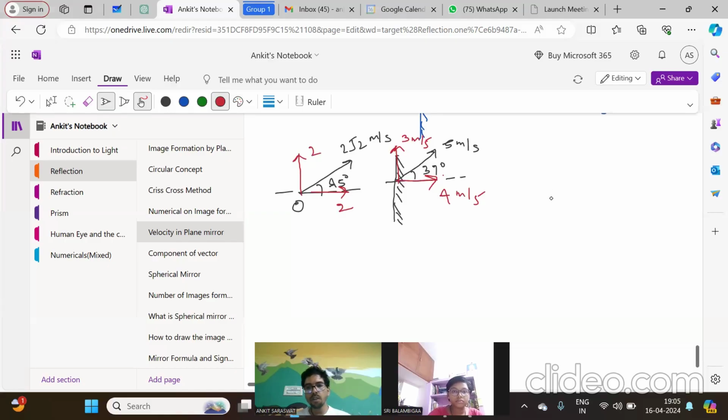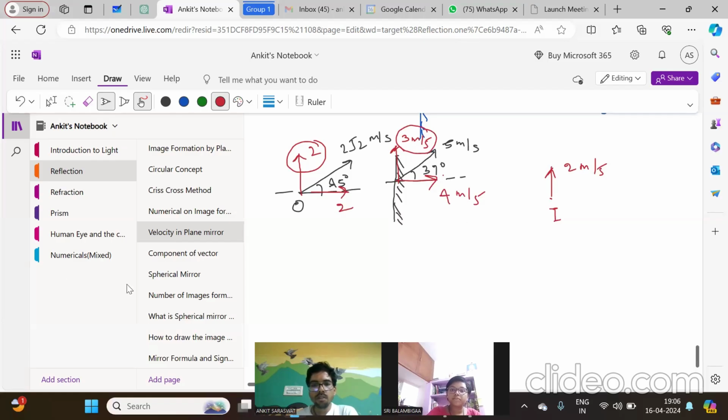Now I want to know, here is our image. See this component, this velocity component of the object is parallel to mirror surface. Whether the mirror is moving or at rest, it will not affect. It will always be 2. Here mirror velocity is given. Don't confuse. The 3 meter per second does not have any effect. It will always be 2.